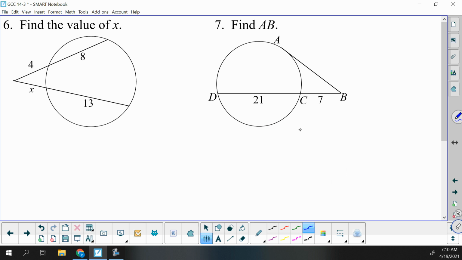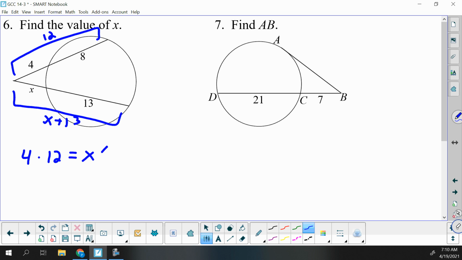Moving down to number 6. Let's label what our wholes would be, because we would need them. This will be x plus 13. 4 plus 8 will give us 12 on top. So we'll do our outside of 4 times our whole of 12 is equal to our outside of x times our whole of x plus 13. 4 times 12 will give us 48. If we distribute the x, we get x squared plus 13x.